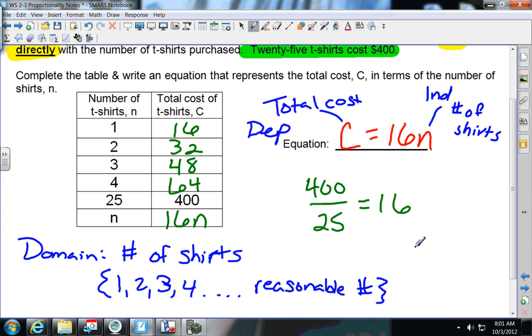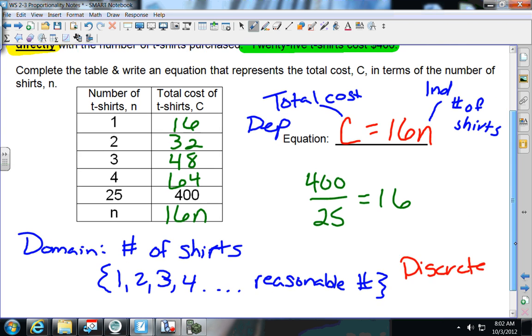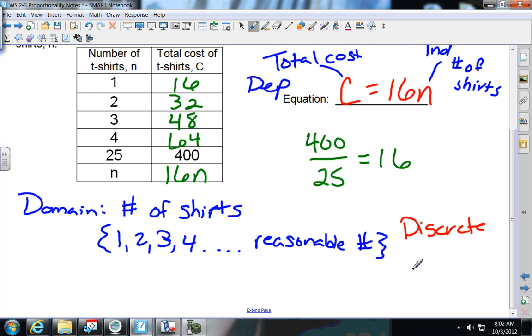This is what I'm seeing on some of the tests: people are trying to tell me it's continuous because it can keep on going. That's not what I said continuous was. Yes, even though your shirt only comes to your belly button, it is not half of a shirt, right? You can only buy one shirt, two shirts, three shirts. Because of that, it is discrete. It is discrete because you can only buy whole numbers of shirts. You can only buy specific numbers.